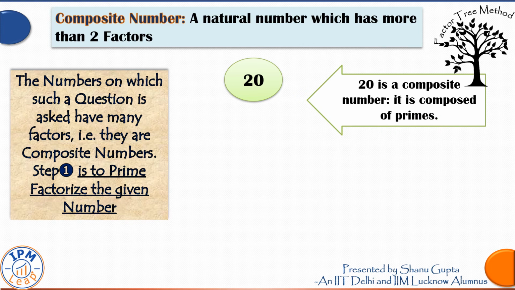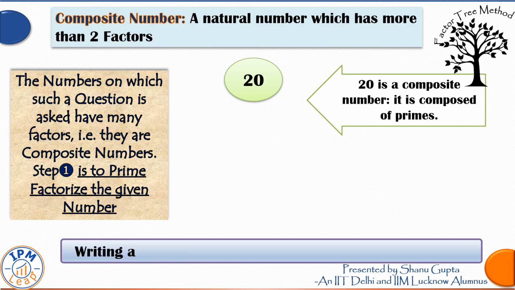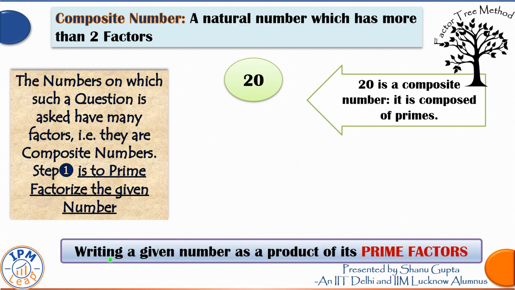In all the questions related to factors, say number of factors or sum of factors, step 1 is to prime factorize the given number. So that brings me to the question, what is prime factorization and how do we perform it? As the name suggests, we need prime factors. So prime factorization is when you write a given number as a product of its prime factors.